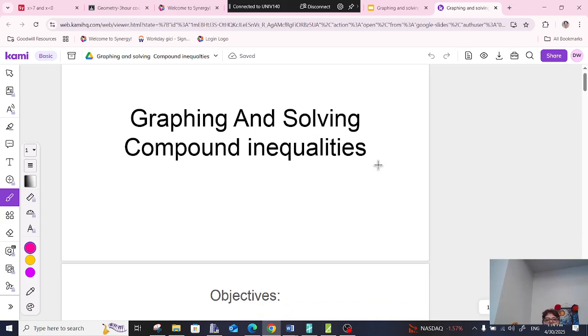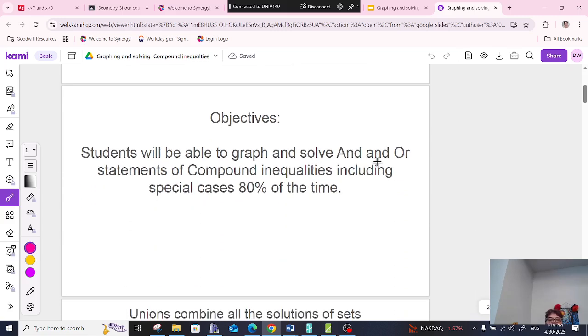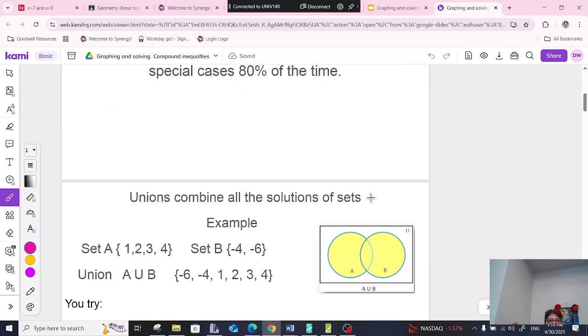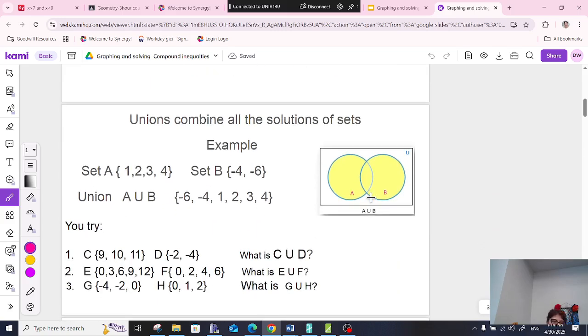Okay, graphing and solving compound inequalities. Students will be able to graph and solve and or statements of compound inequalities, including special cases 80% of the time. Now remember, we are not going to do Venn diagrams, but unions combine all solutions of a set. For example, if I have set A, 1, 2, 3, 4, and set B, -4, -6, the union would be all of those numbers, right?